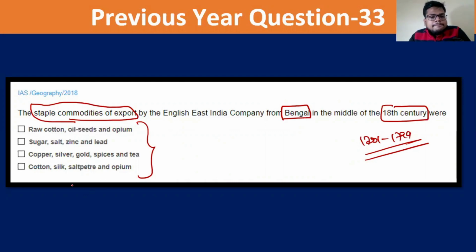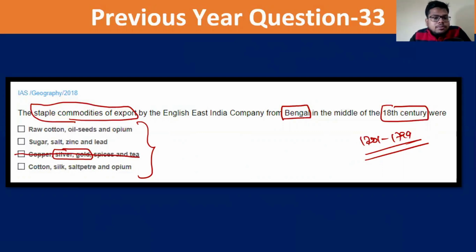Now we have not discussed it first of all, but let us apply some mind. Now let us see. Do you think that India will have a lot of gold and silver which will be exported from Bengal to the British? Answer is no. So when obviously you cannot have gold or silver being exported from India, eliminate this option.